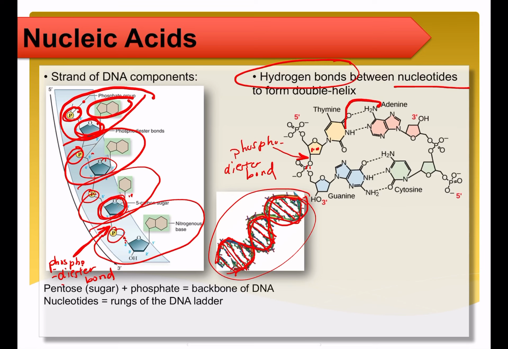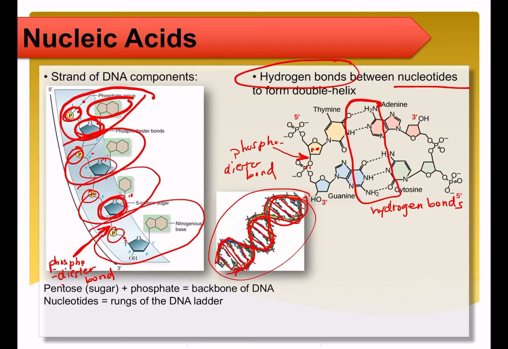What forms between the two strands of your DNA is hydrogen bonds right there. And of course, we already know that hydrogen bonds are weaker than covalent bonds and can easily be broken apart. And we will talk about why hydrogen bonds binding the two strands of DNA will be a critical case when we get to the process of DNA replication at the end of the semester.